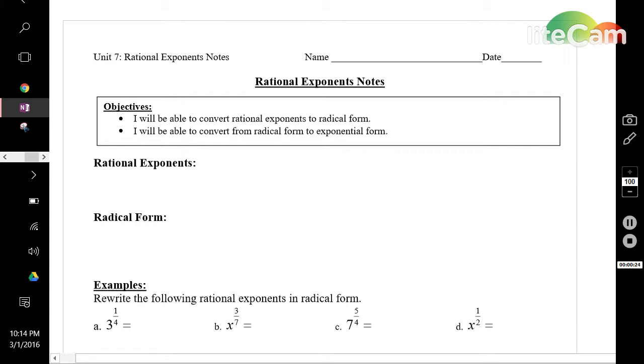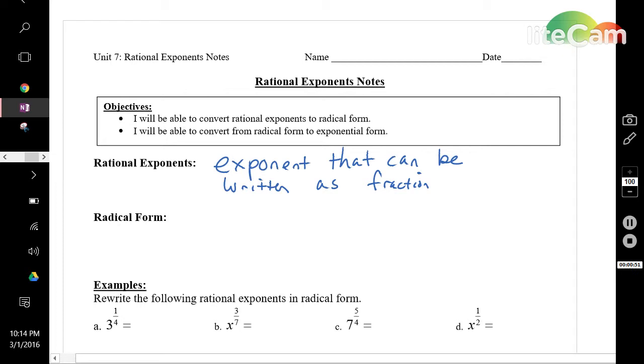Now you may be asking yourself, what is a rational exponent? A rational exponent is an exponent that can be written as a fraction. So today you're going to see a lot of exponents that appear to be fractions. Contrast that with the first 2 days where we did only whole numbers as powers or exponents.